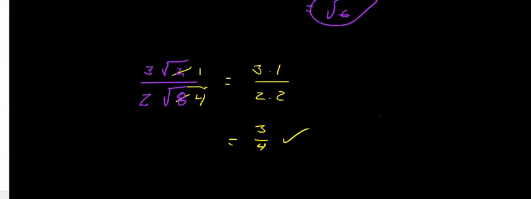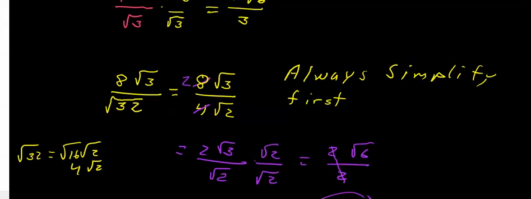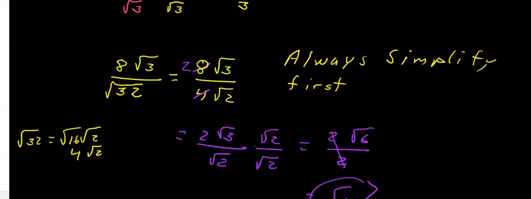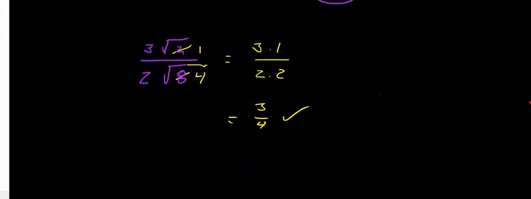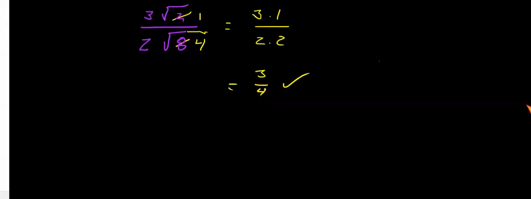Simplifying radicals can be really easy, or it can be really hard. If you multiply by radical 32 over radical 32, you're going to start getting big numbers. Always simplify. All right.